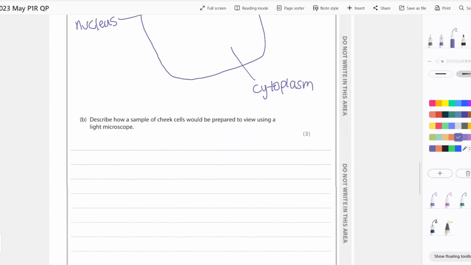All right, part B, describe how a sample of cheek cells would be prepared to view using a light microscope. So for this, we would need to use a cotton bud to swab the inside of the cheek to get the cheek cells. And then afterwards, we would transfer them onto a microscope slide. Then we add a stain and then add a cover slip on top.